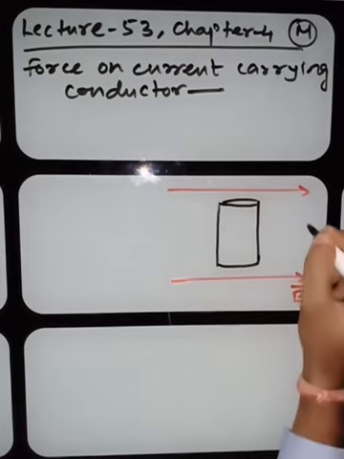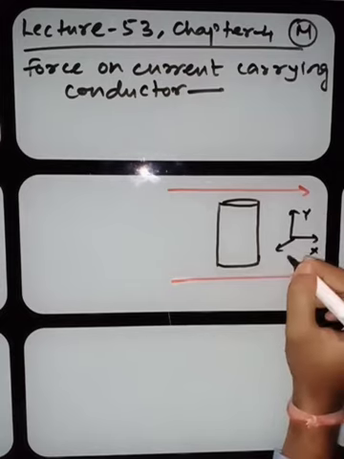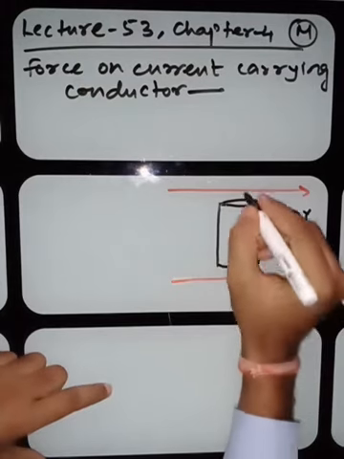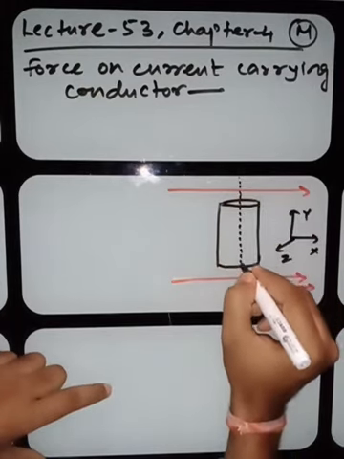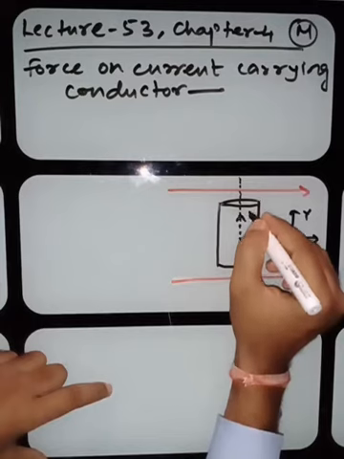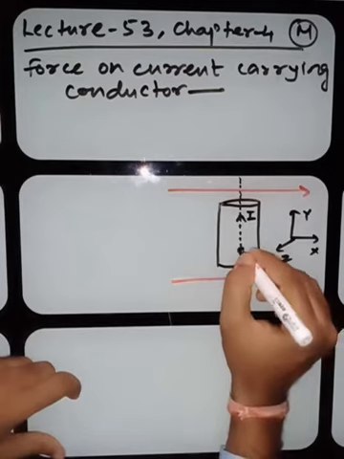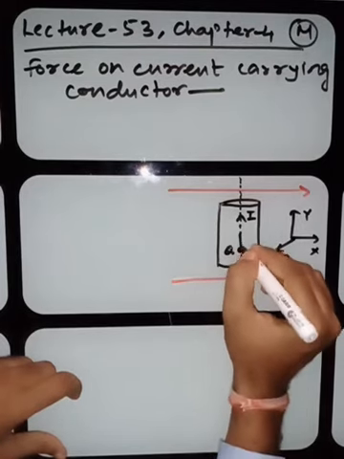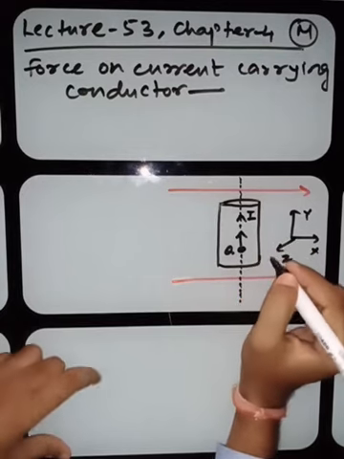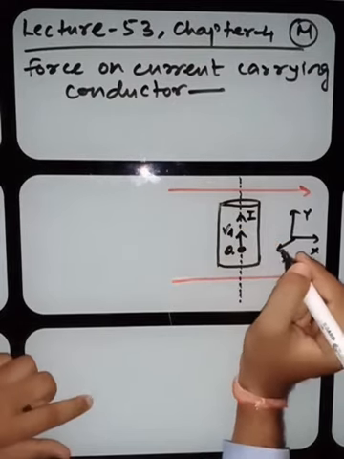The cylindrical shape I am giving to the conductor. This is my axis, X, Y, Z. Here in this conductor, suppose along this axis the current is flowing in the upward direction. If we assume a positive charge, it will move in the direction of current, and this speed is nothing but the drift speed.